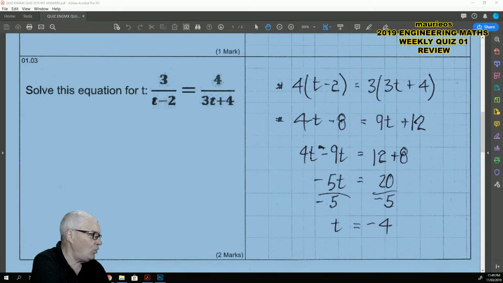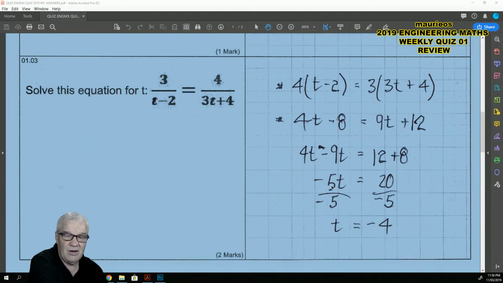So we've got 4t minus 9t equals 12 plus 8. So I've got all the numbers on one side, plus 8. We'll remove that from there, because minus 8 plus 8 is 0, and 12 plus 8 over there, and similarly with the 9t. And so that then gives us 5t equals 20.